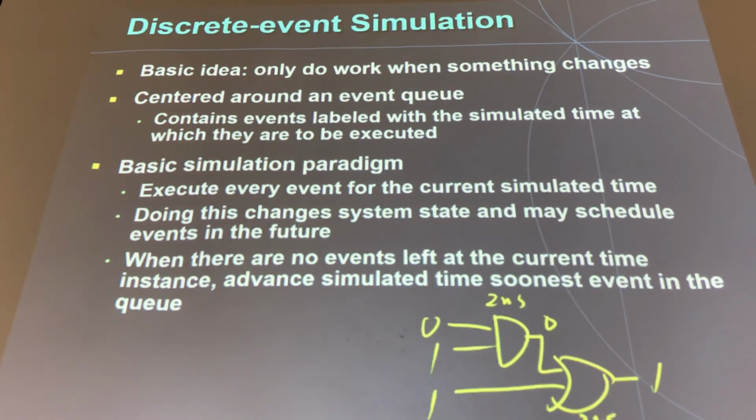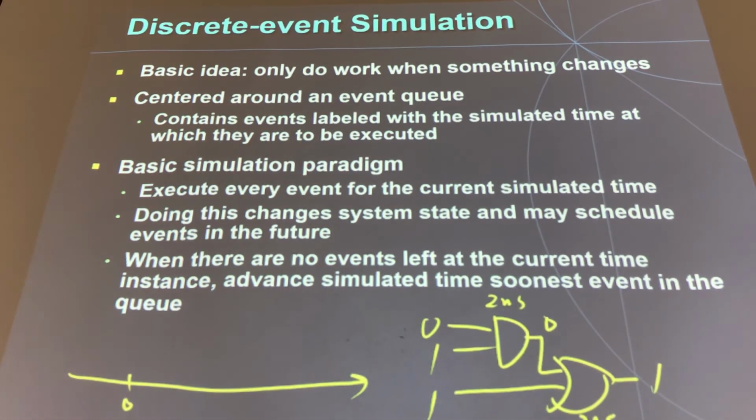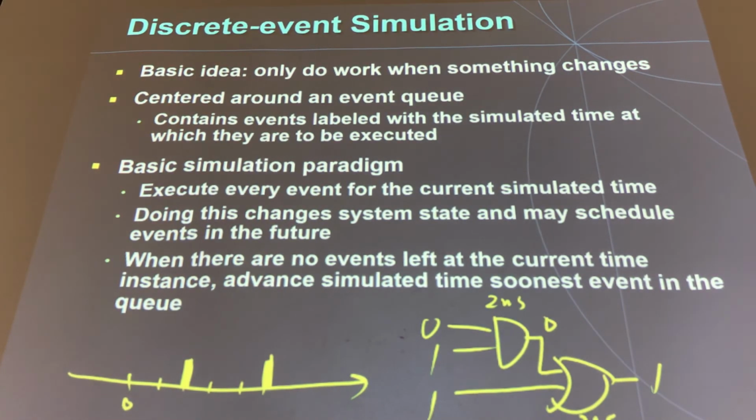So in this simulation time, during the beginning of the simulation, after 2 nanoseconds, there's an event in the queue. After that, after 3 nanoseconds, there's another event to simulate the OR gate. And you might even have, like, this one at 1 nanosecond. Okay, this event.